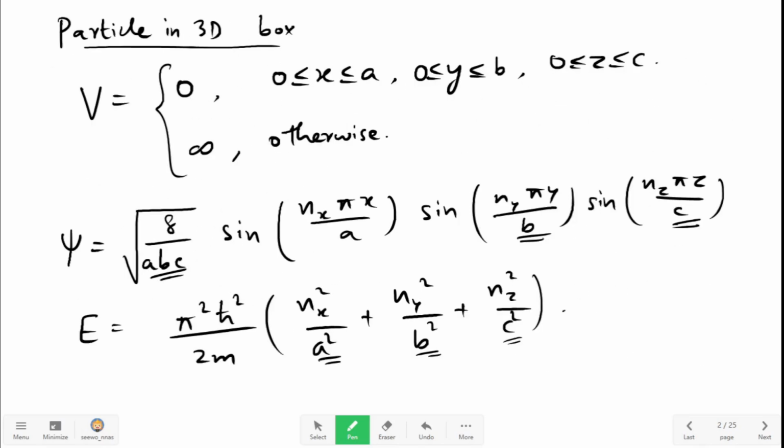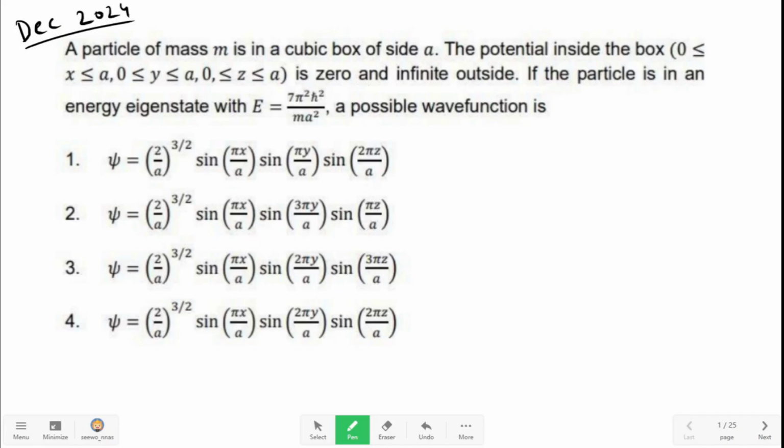Now let us come back to the question. In this question we are given a particle of mass m. It is in a cubic box of side A. So we are given the potential of cubical box, particle in a cubical box. Now if the particle is in an energy eigenstate with energy E equal to 7 pi square h bar square upon m A square, a possible wave function is.